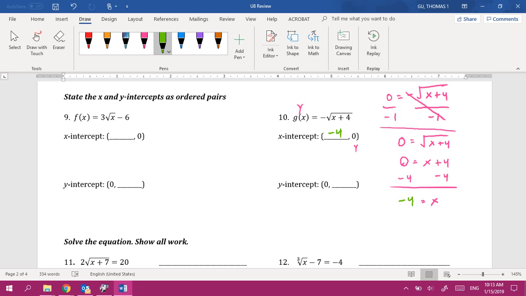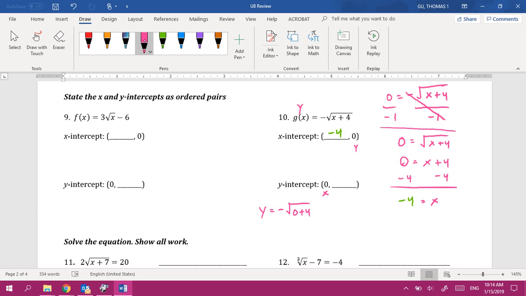All right, but now we have to find the y-intercept. For the y-intercept, we can see that the x value is 0, right? So how do you think we can find the y value? Right, take the 0. That's in the x spot, right? So we're going to take the 0 and plug it in where we see x into the equation. So we'll write y equals negative square root of 0 plus 4.